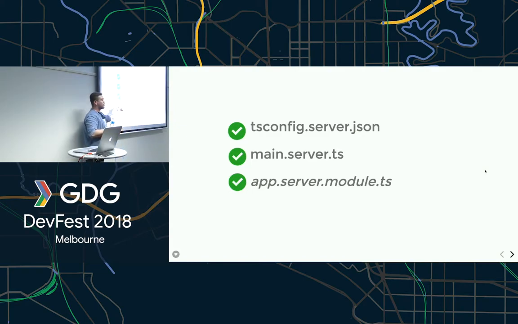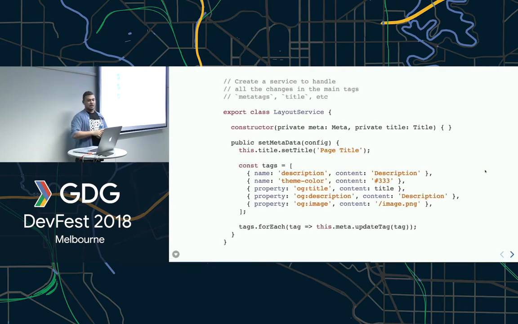And you have the app server module. If you want to add something, like specific configurations, you can go to that file and change it.